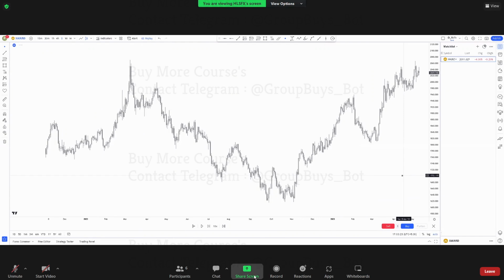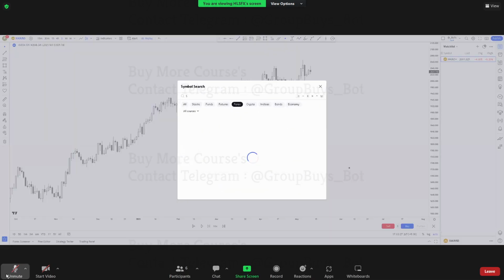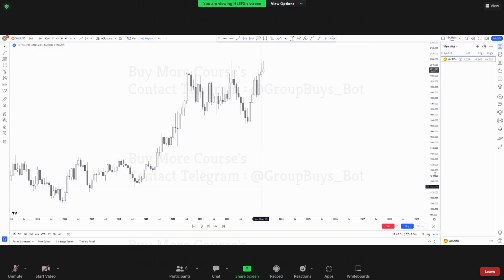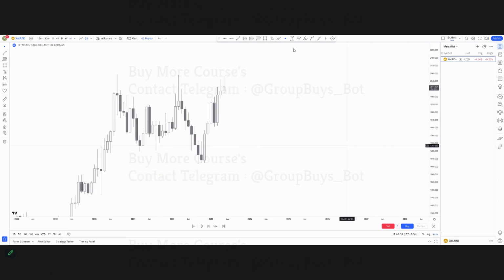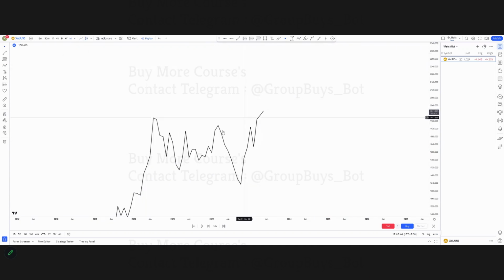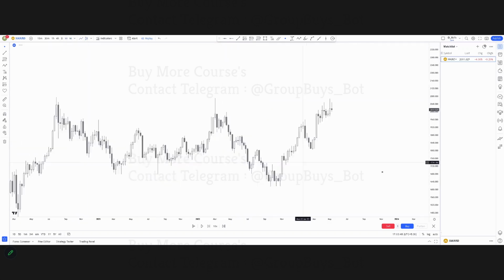So the bias comes from the monthly time frame to the daily time frame. Okay, so now I will go to the monthly here. What is the story on the monthly? Is monthly bullish? How do we confirm it? Breakout patterns. Do we have a breakout? We have a breakout. Monthly is clearly bullish. Monthly is bullish. Go to weekly now.